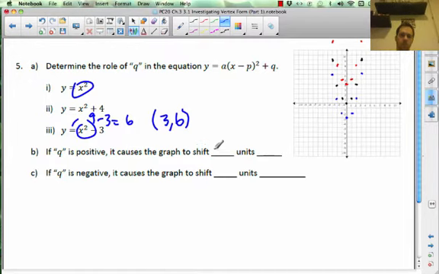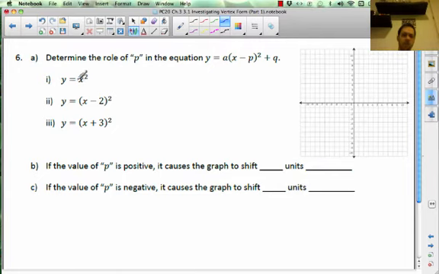So if Q is positive, it causes the graph to shift up by Q units. Q units up. So here Q is 4, so that would be 4 units up. If Q is negative, it causes the graph to shift Q units down. So here Q was negative 3, so that would be 3 units down.